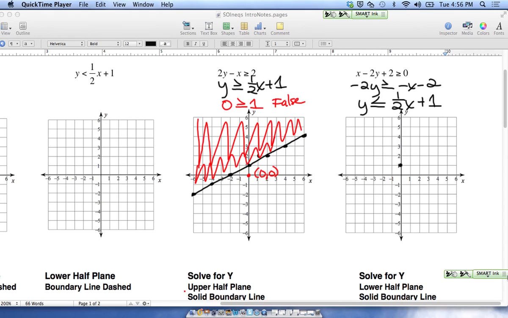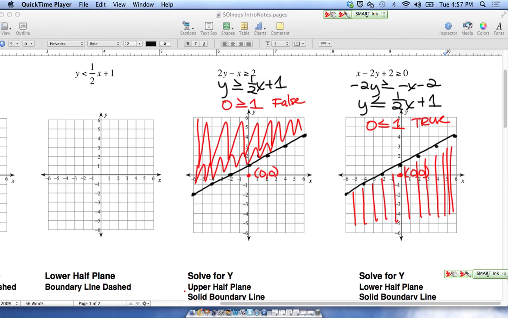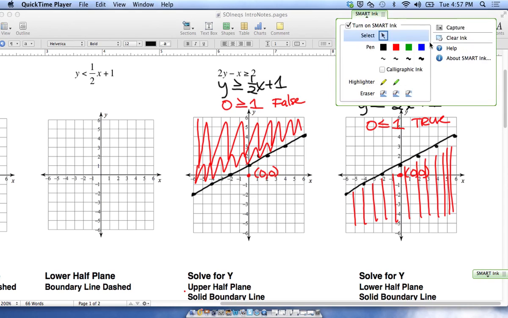So let's plot the line. And this is a solid line because it's less than or equal to. And then for testing purposes, testing the point 0, 0. Is 0 less than or equal to 1? That is a true statement. So that means that all of the points in the lower half plane, as well as the points on the line, are solutions to this linear inequality.